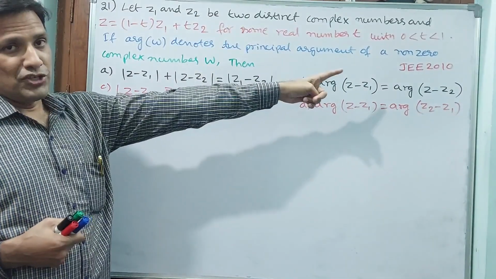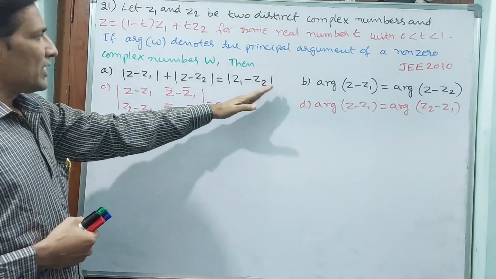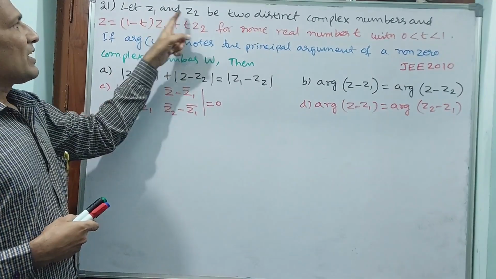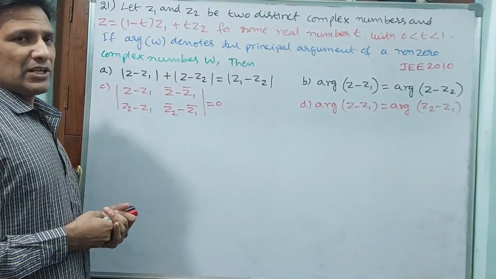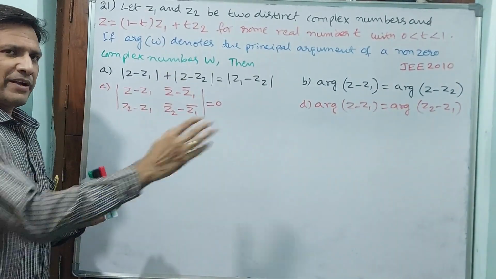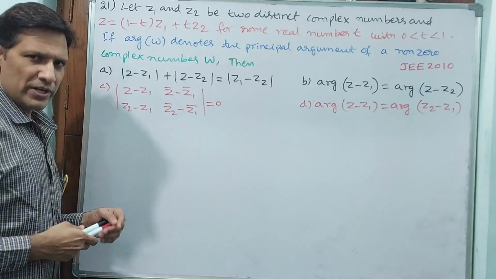This question was asked in JEE 2010, a little bit bigger question. Let us see. Let Z1 and Z2 be two distinct complex numbers. Distinct complex numbers means Z1 is not equal to Z2. Both are different but both are complex numbers. Like that you have to understand. Distinct.